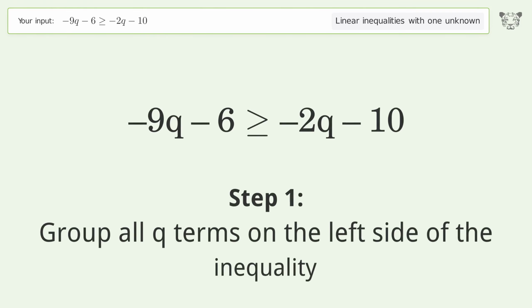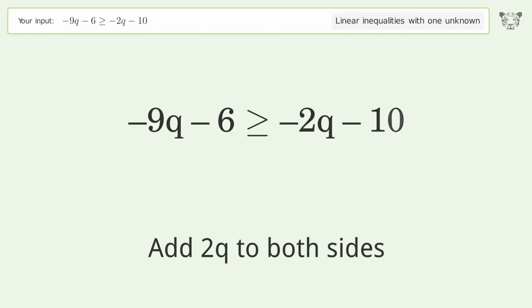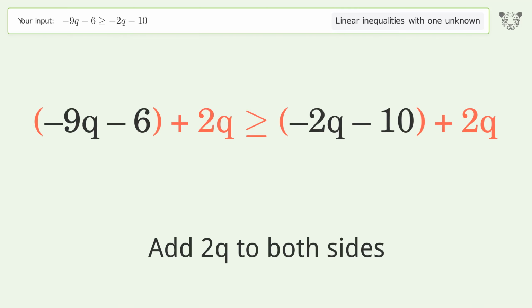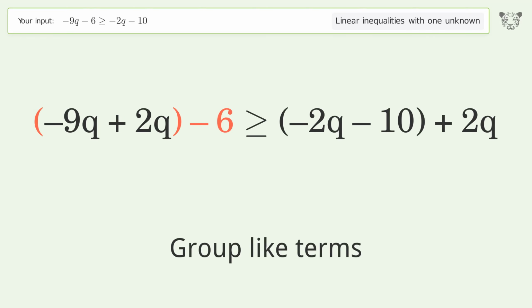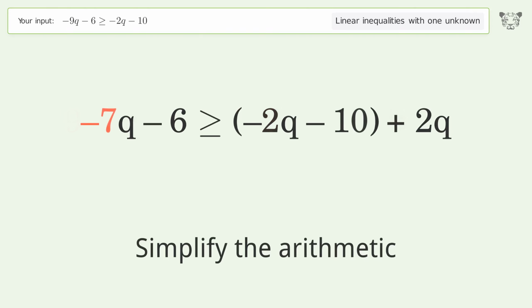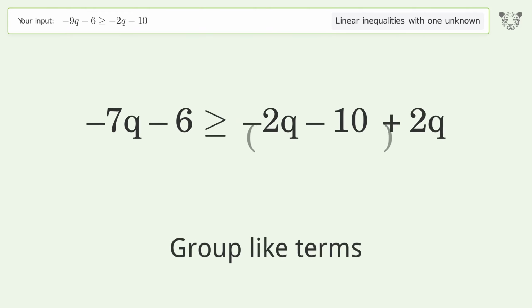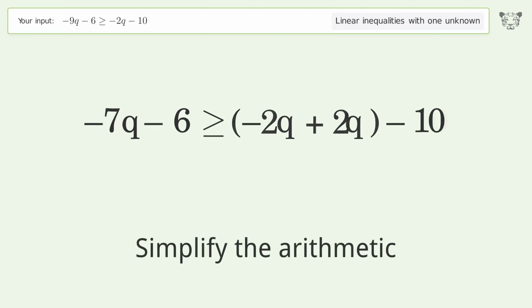Group all q terms on the left side of the inequality. Add 2q to both sides. Group like terms. Simplify the arithmetic. Group like terms. Simplify the arithmetic.